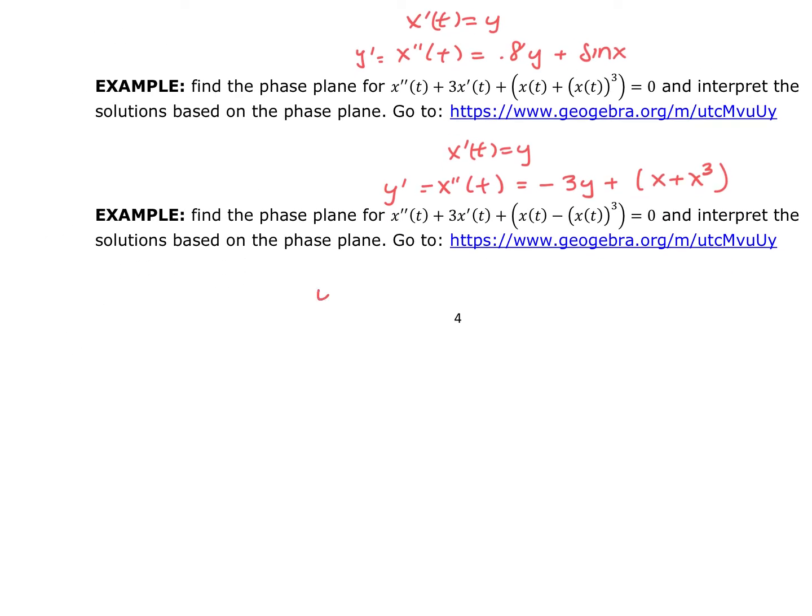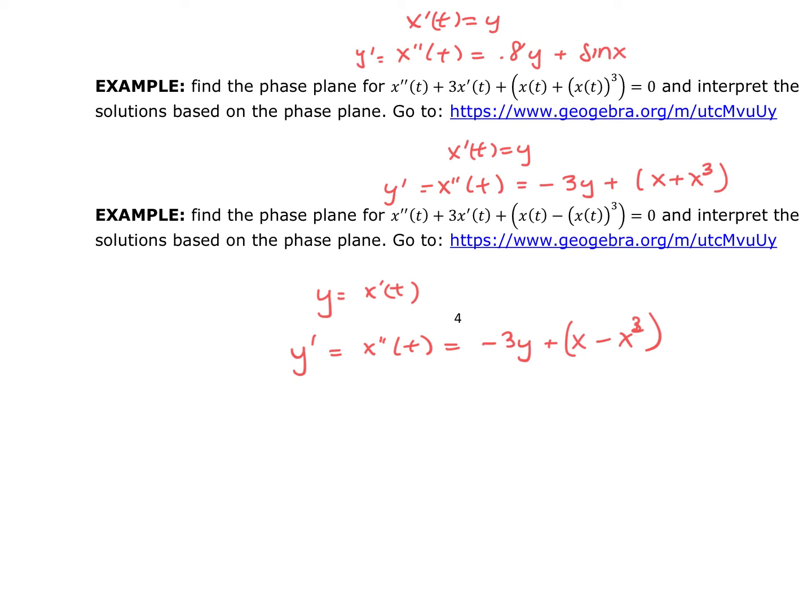And this one, again, y is equal to x prime of t. That means y prime, which is equal to x double prime of t, not y double prime, would be equal to negative 3y plus x minus x cubed. So go ahead and go out there and take a look at that, and we'll discuss those in class.